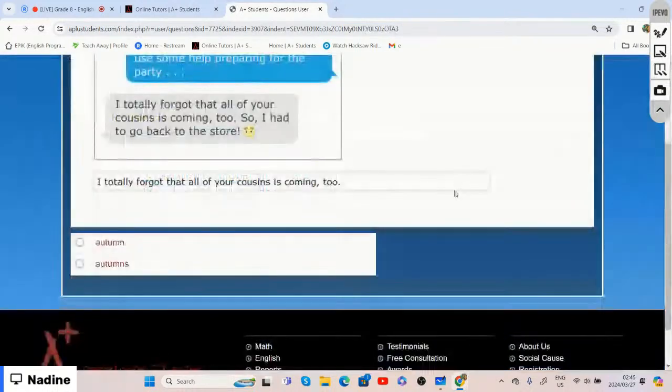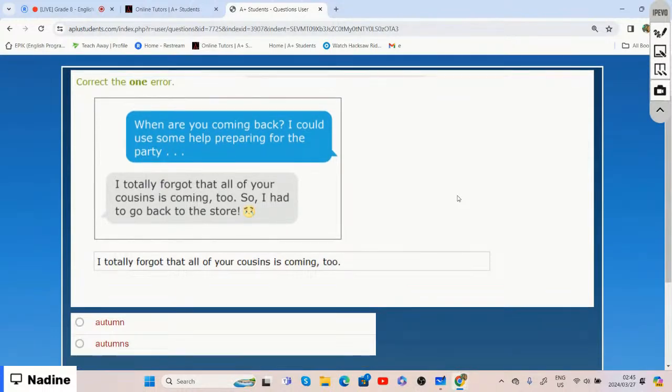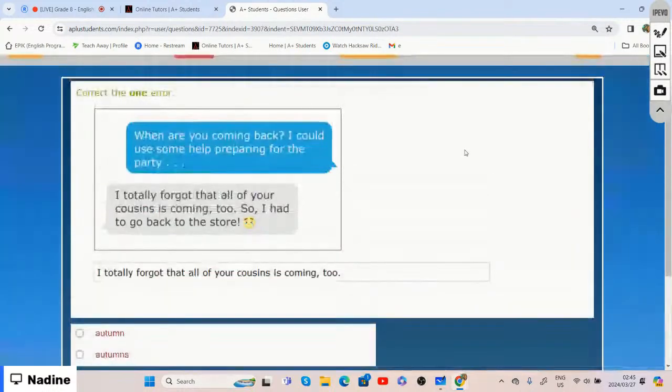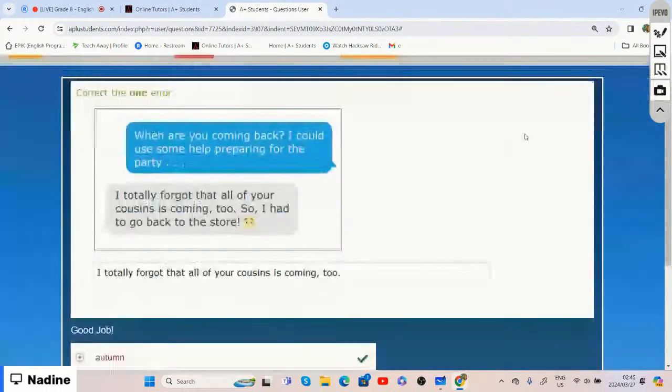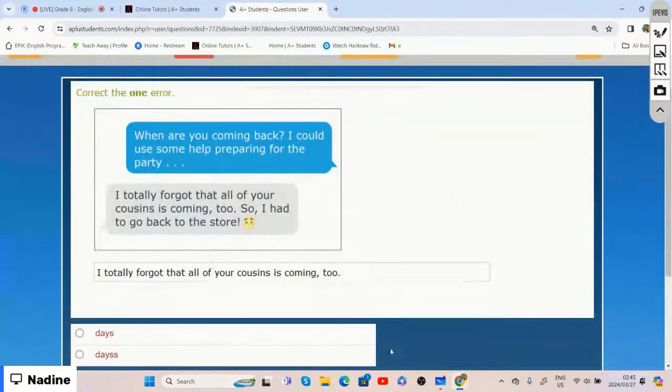Right? Let's do the last one. It says, when are you coming back? I could use some help preparing for the party. I think it's giving us the same one, but it's just giving us different answers, because here it's not telling us autumn, but now we did this one already. And if we just choose the first one, because it's giving us others. All right, so autumn. This one is plain.